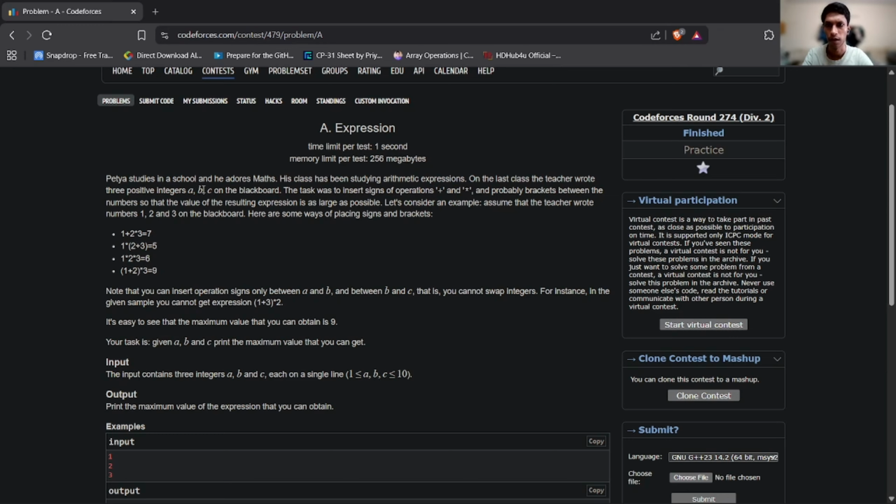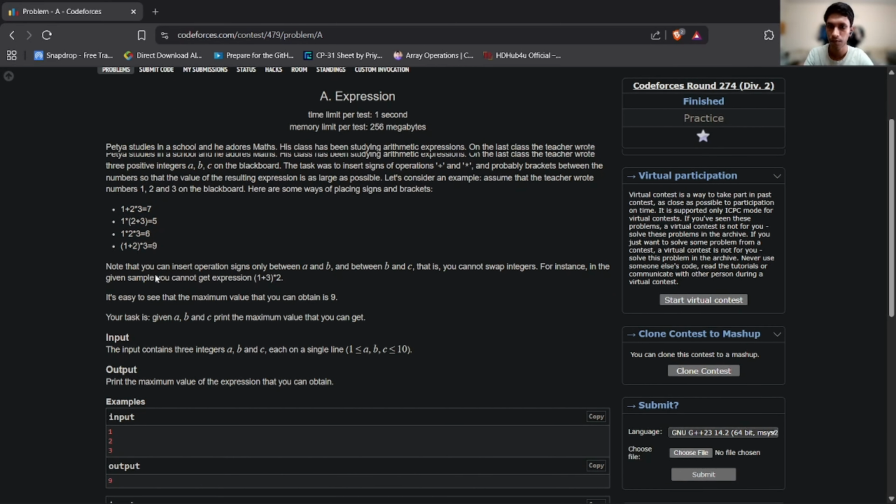Petya studies in a school and he adores maths. His class has been studying arithmetic expressions in the last class. The teacher wrote three positive integers A, B, C on the blackboard. The task was to insert signs of operations, plus and multiplication (the star sign means multiplication), and probably brackets between the numbers so that the value of the resulting expression is as large as possible. Okay, and there is an example given over here.